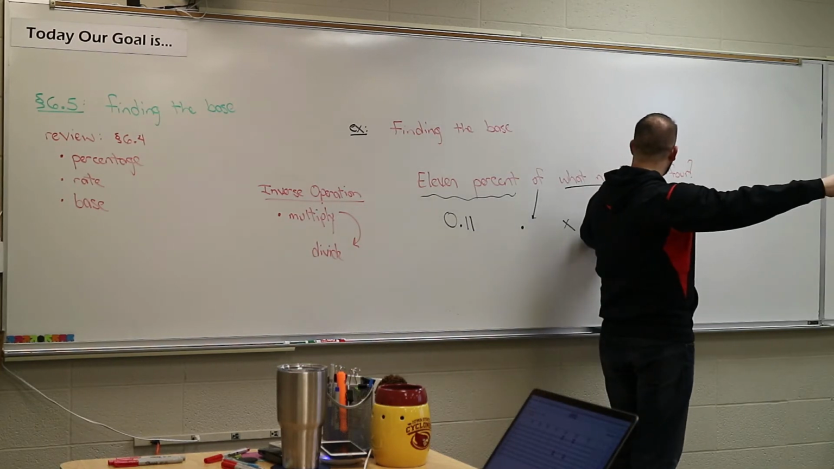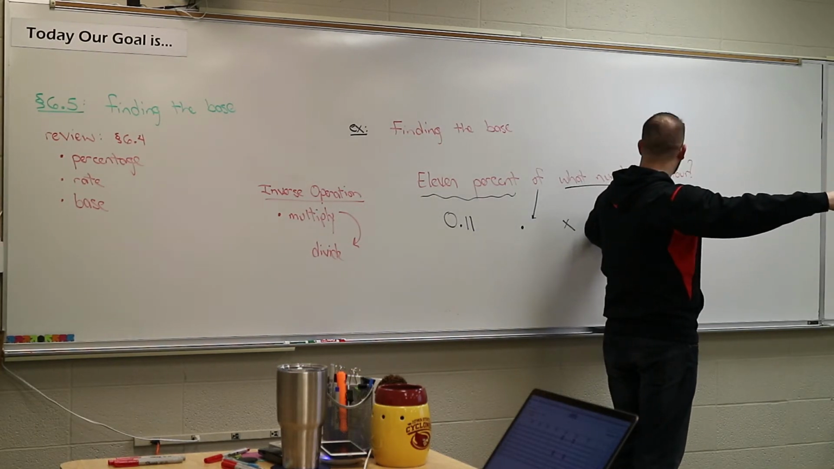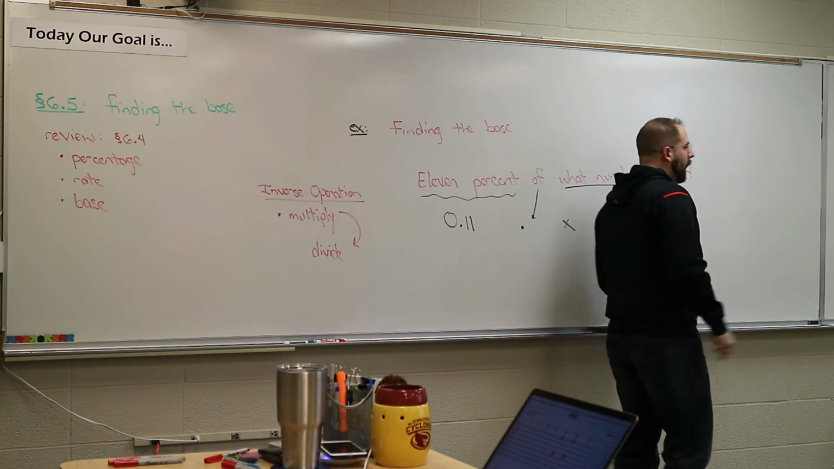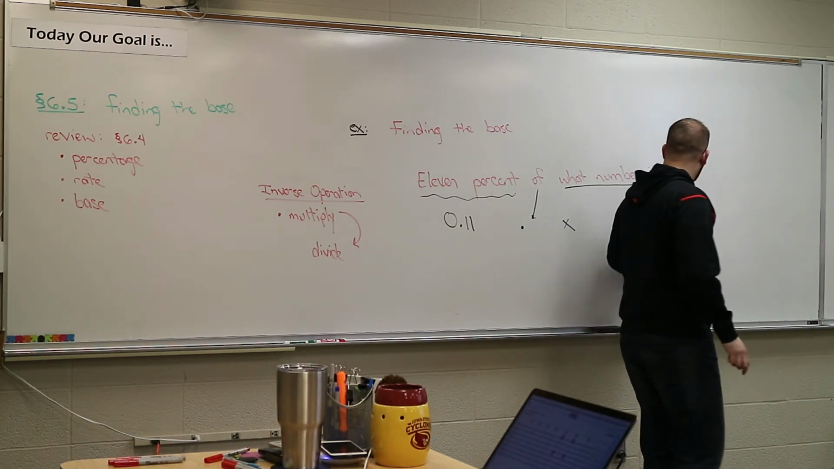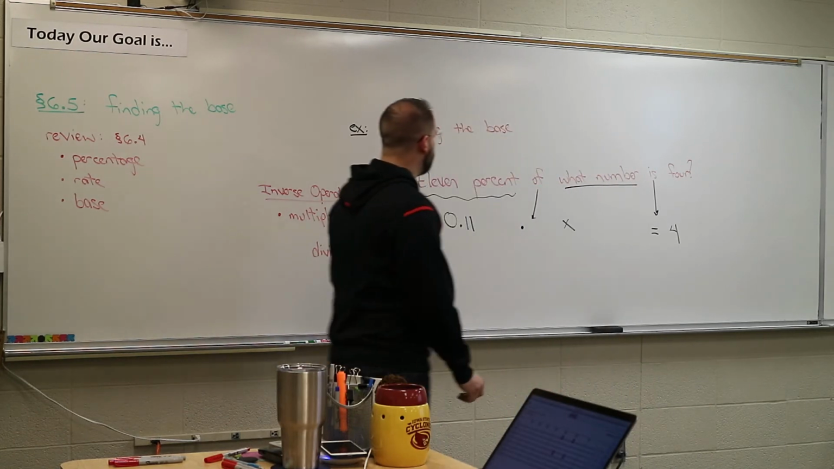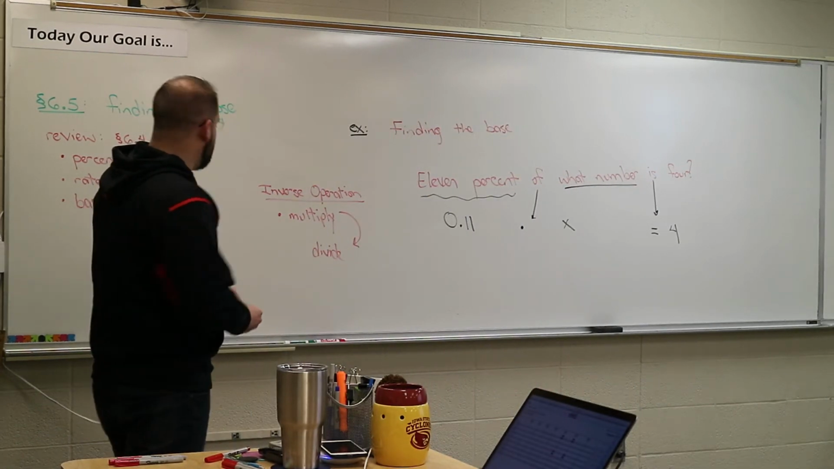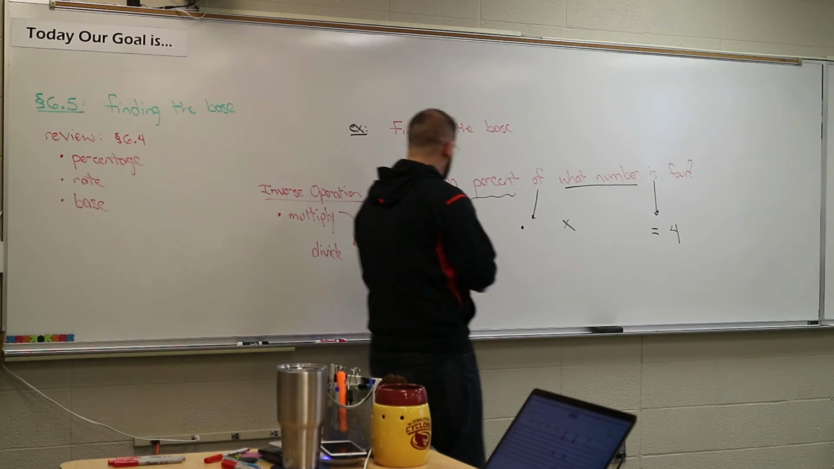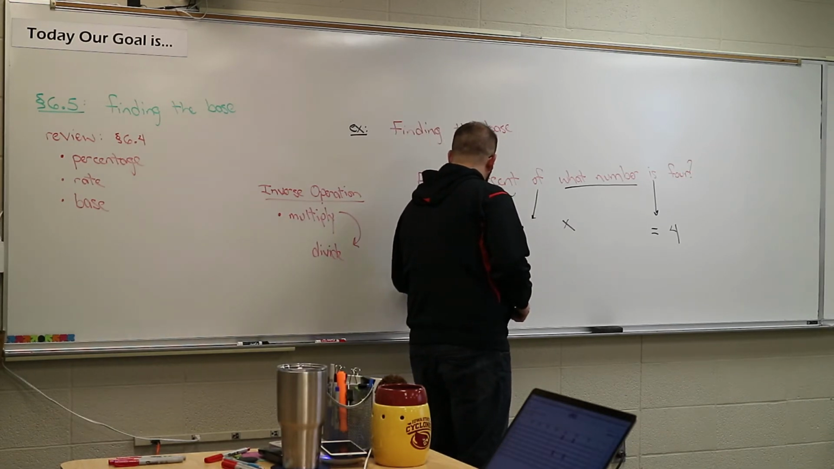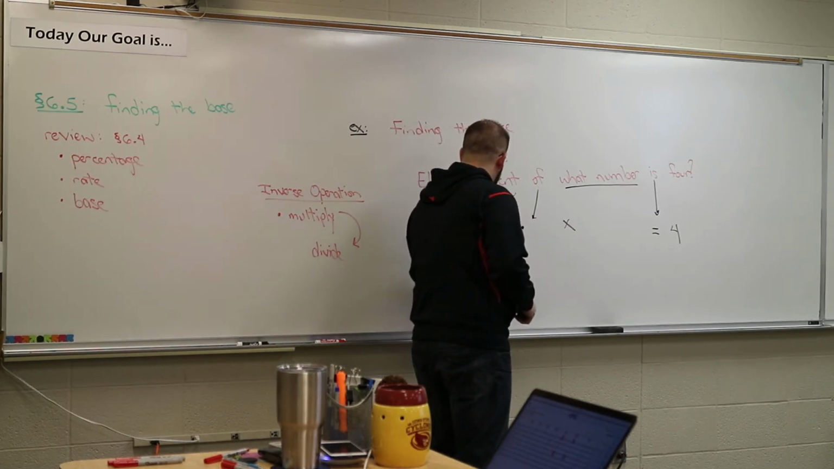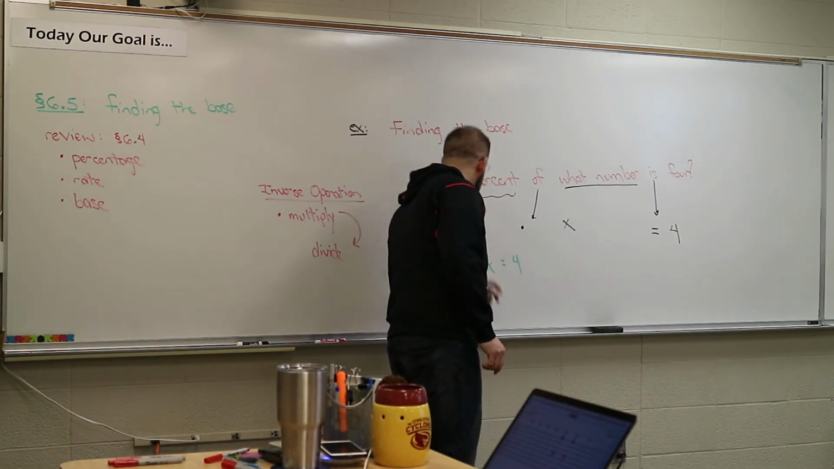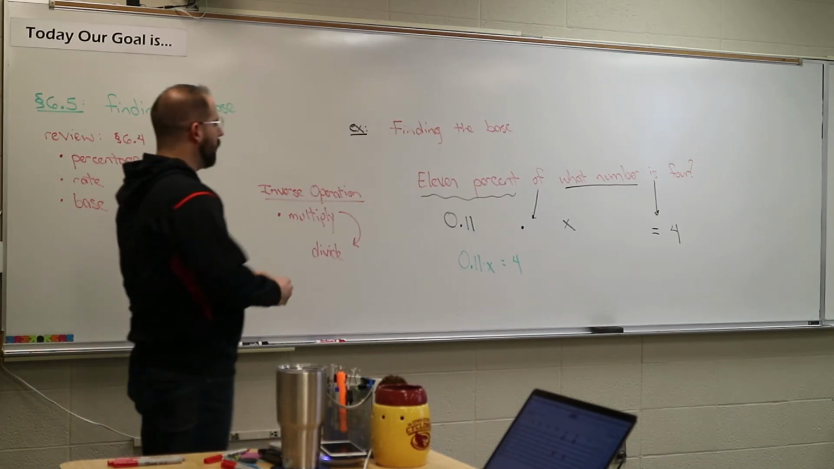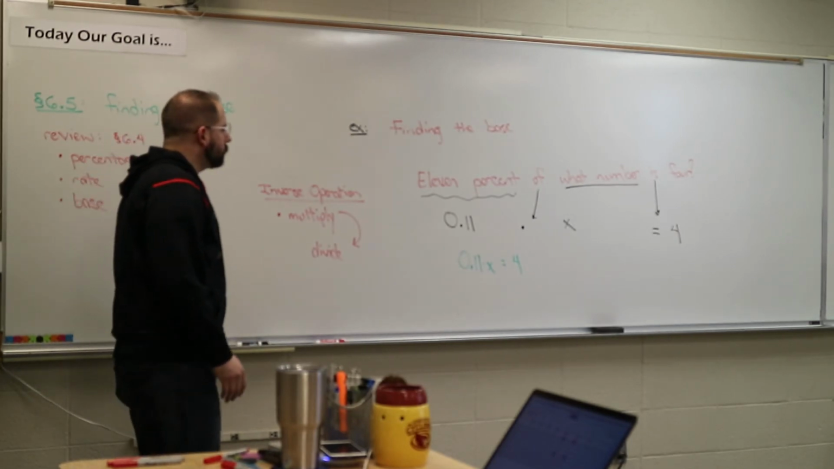Okay, Connor, the "is." Equal sign. And then Eric, last one? 4. Just the number 4. Now at this point, let me compact this so it actually looks like a normal math problem. Sorry, now they're too spread out. So 0.11 times X equals 4. Okay, so there's my normal math problem. Yes, there is multiplying between the 0.11 and the X.